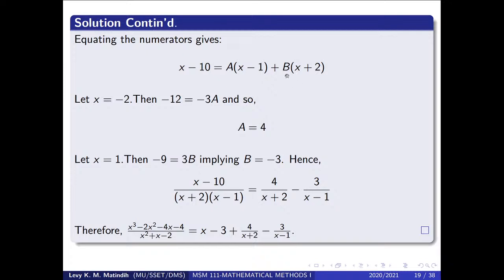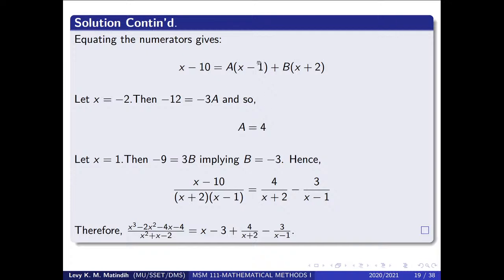Now, if we substitute x with negative 2, we are going to have negative 2 minus 10, which gives us negative 12. Negative 2 minus 1 gives us negative 3. Negative 3 times 3 gives us negative 9. Negative 2 plus 2 gives us 0. 0 times b gives us 0. So what you're going to get is negative 12 is equal to negative 3a. And so from this, negative 12 divided by negative 3 gives us a is equal to 4.